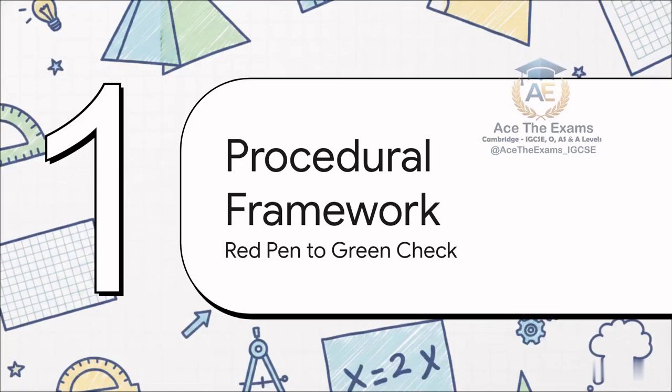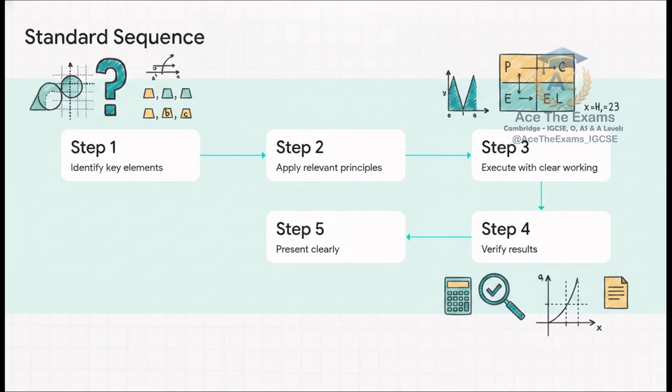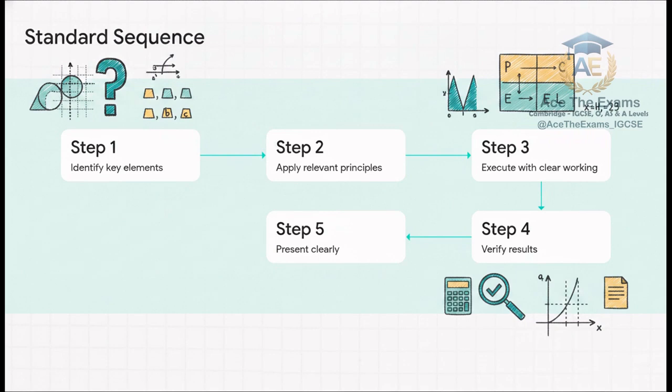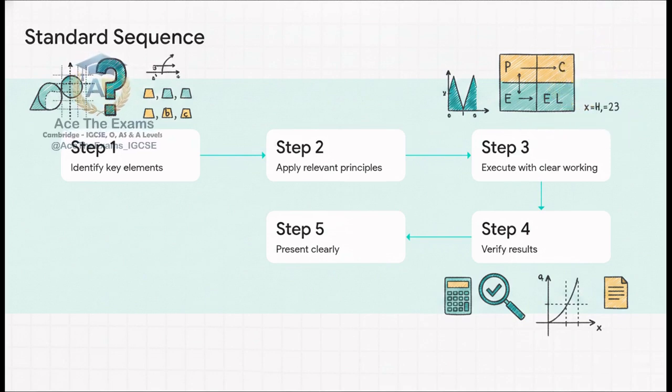Section: Procedural Framework, from red pen to green check. All of this builds into an examiner-approved, standardized sequence. Think of this as your mathematical blueprint. Step 1. Identify key elements. What is the domain? What are A, B, and C? Step 2. Apply relevant principles. If it's a modulus graph, immediately remember the reflection rule.